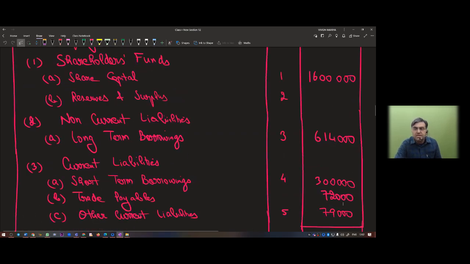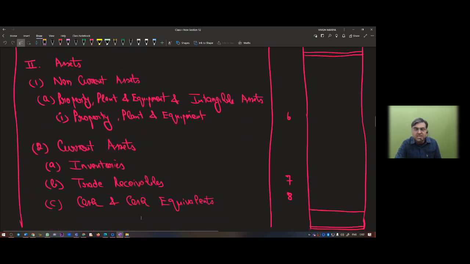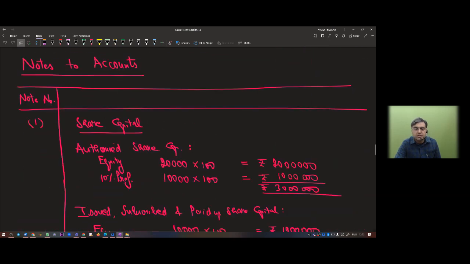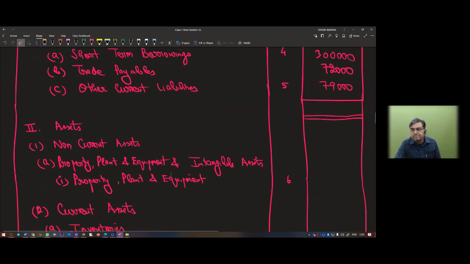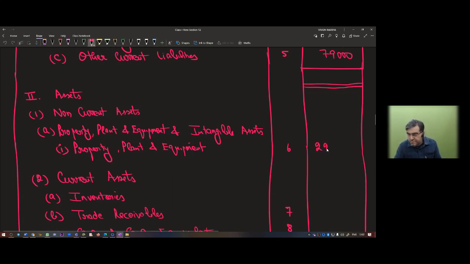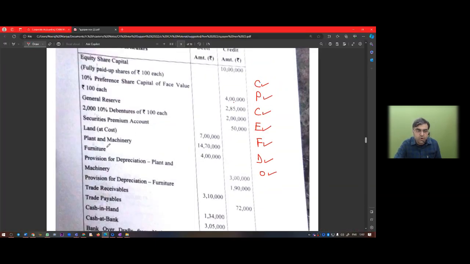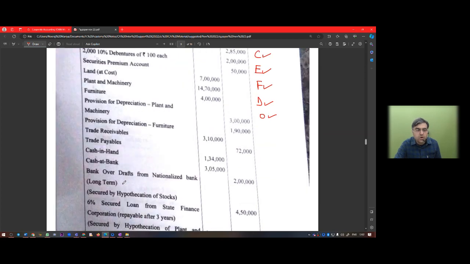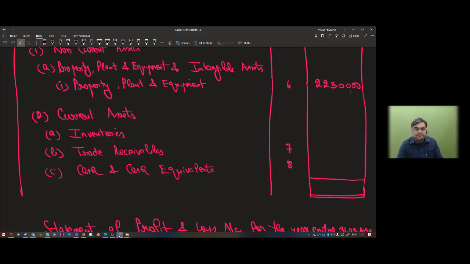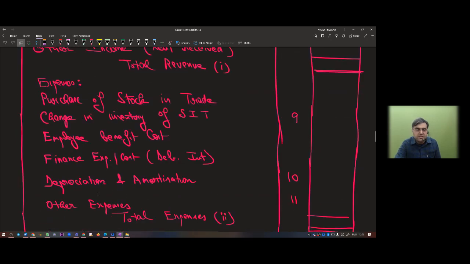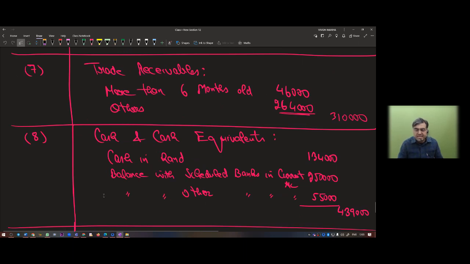That's all. On the asset side, property, plant and equipment, sixth note number, property 22,30,000. Inventories, closing stock is given along with the adjusted purchases. Closing stock 1,12,000. Trade receivables, we have a note, notes 7 and 8. Trade receivables 3,10,000.